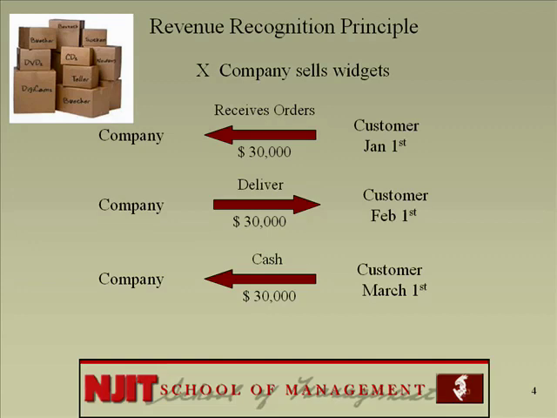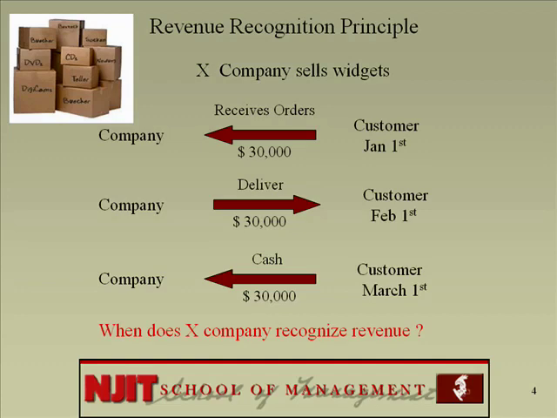Let me ask you a question. When do they recognize revenue? Is it January 1st when they got the order? Is it February 1st when they delivered the items? Or is it March 1st when they received the cash? What do you think? Think about this for a couple of minutes. Did you get it? Well, if you said March 1st, you got it wrong.